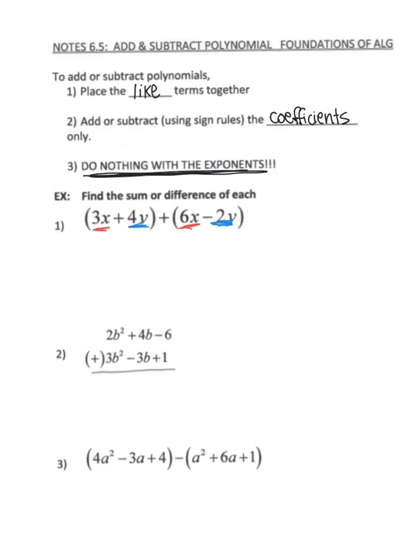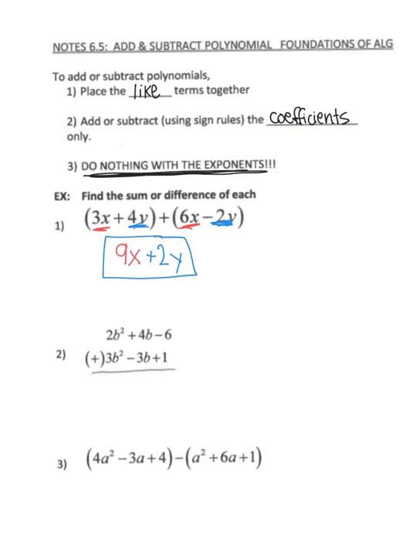So for my x terms, I have 3x plus 6x. 3 plus 6 gives me 9x. And then 4y plus a negative 2y gives me plus 4y, or 2y. And that is my answer.